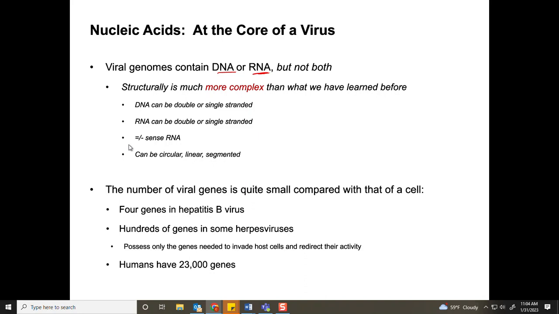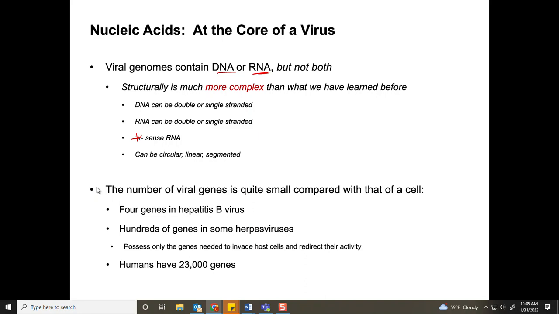There's also another classification that we could call viral RNA, positive sense or negative sense. I actually put an equal sign, that should have been a positive. We're not going to go into the details on what that means, but my point is to show that it's really complex compared to what you have learned possibly in the past. It can also be circular, linear, segmented, which is very strange because everyone probably has learned about linear DNA. If you took Bio 1 with me, we talked about circular DNA in bacteria, but viruses can do some weird stuff.